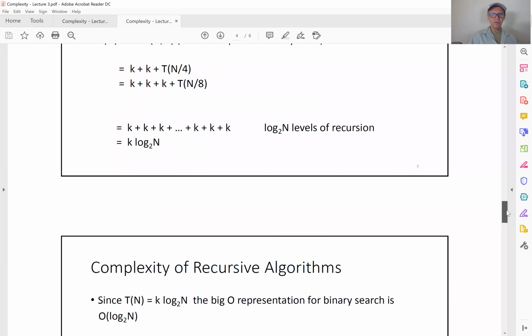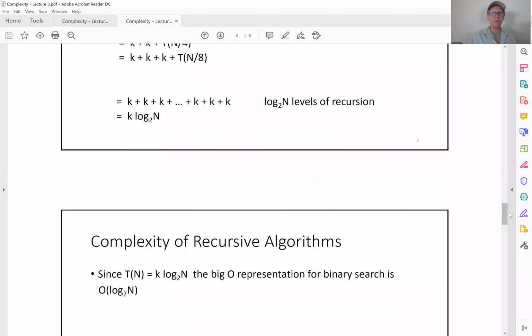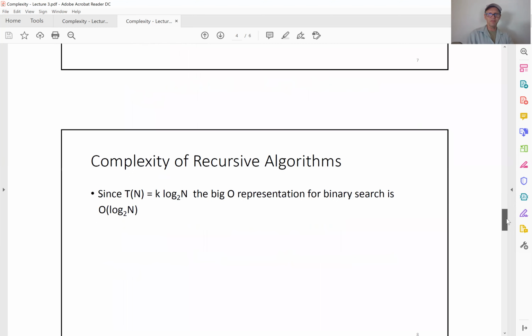Okay, so when we talk about big O notation, we don't care about the constant, right? We just drop the constant. So the big O representation for binary search is order log of n. It's pretty exciting.